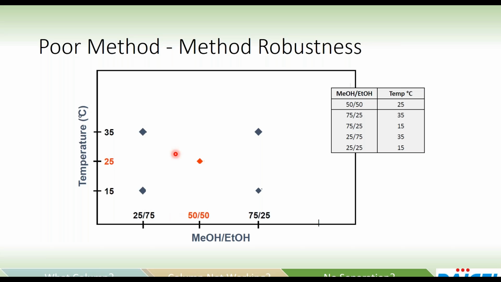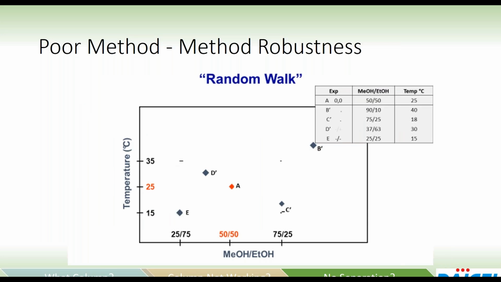This is in juxtaposition to what we would call a random walk, where yes, technically in this case, we are checking different mobile phase compositions, we are checking different temperatures, but there really isn't anything that's linking them to each other. So if we go from D prime to E, for instance, and we see a pretty dramatic change in the separation, we don't know, is it the temperature that's doing it, because we have a pretty large temperature swing, or is it the difference in mobile phase composition?